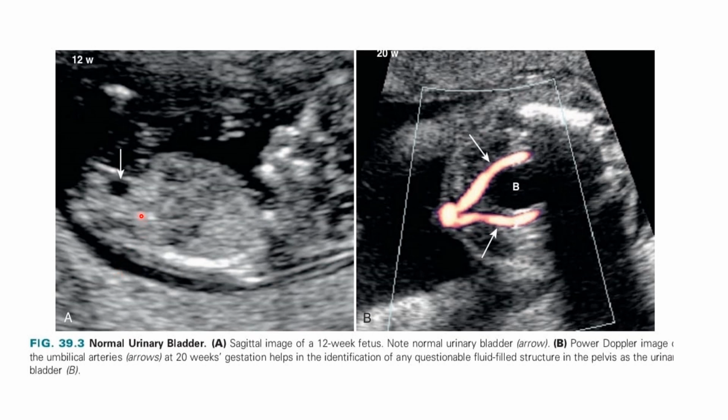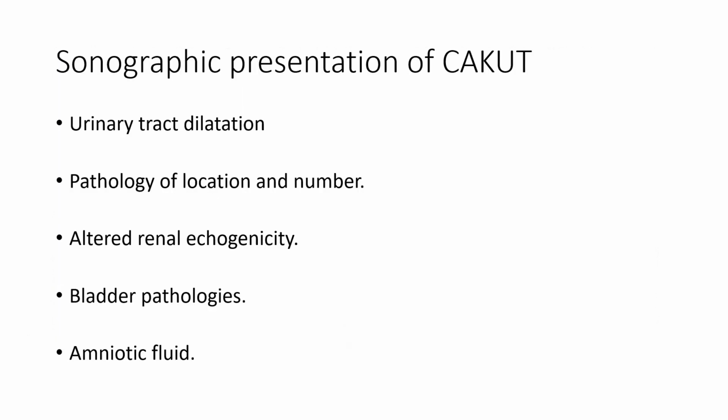This is the normal urinary bladder, which appears as an anechoic structure in the fetal pelvis at the 12th week of gestation. These are the perivesical arteries present in the walls of the bladder on color Doppler. Sonographically, the CAKUT anomalies are classified as urinary tract dilatation, pathology of location and number, altered renal echogenicity, bladder pathologies, and disease of the amniotic fluid.